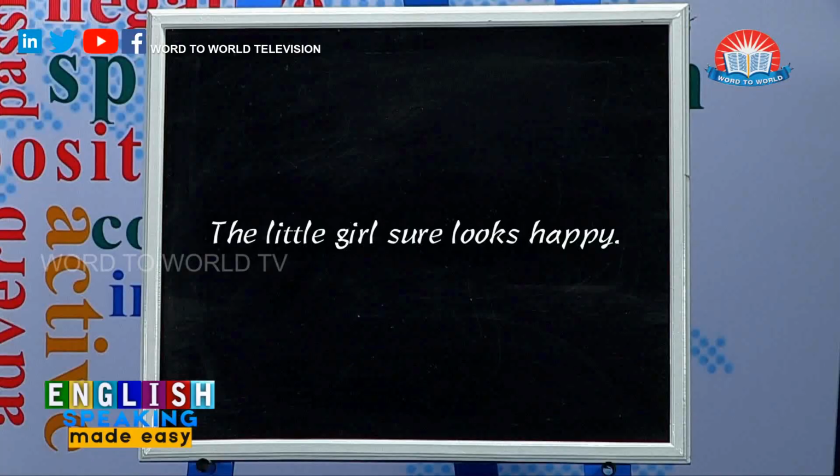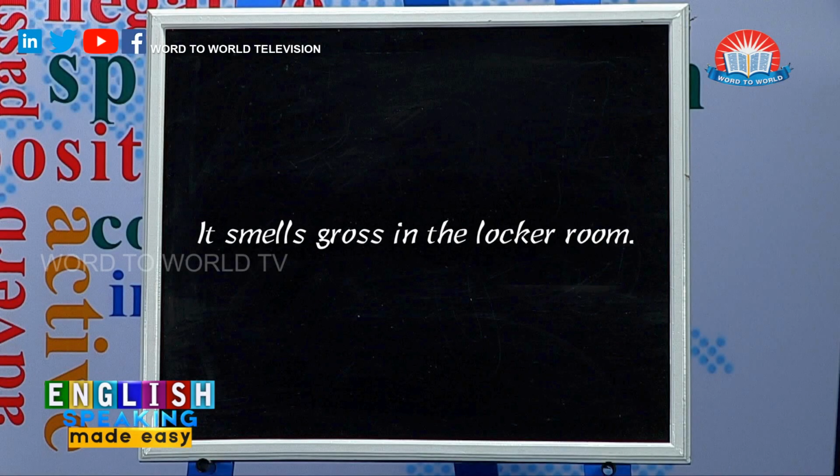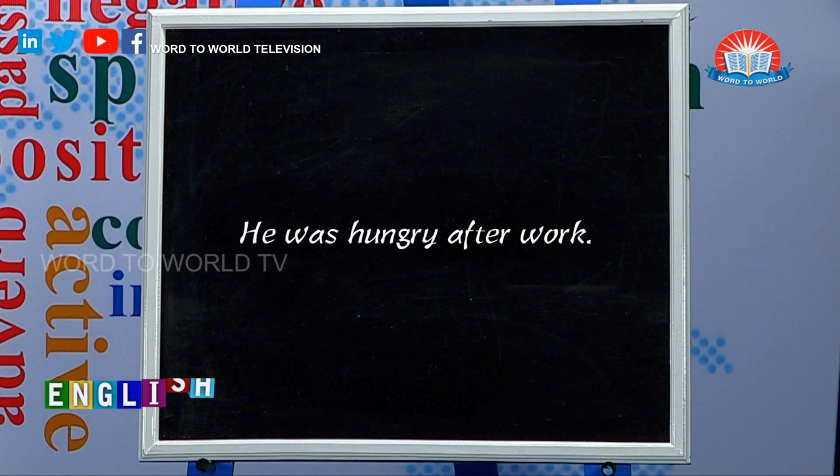Like for example, the little girl sure looks happy. Here you have the adjective little, but you also have happy, and happy comes after the noun. Little girl sure looks happy. It smells gross in the locker room. Gross means it smells really bad. He was hungry after work. So adjectives, when they're used like this, technically we refer to them as predicative adjectives.